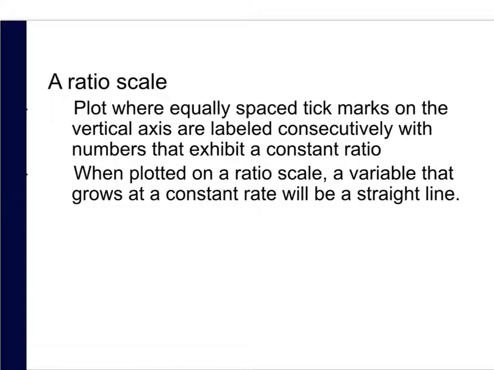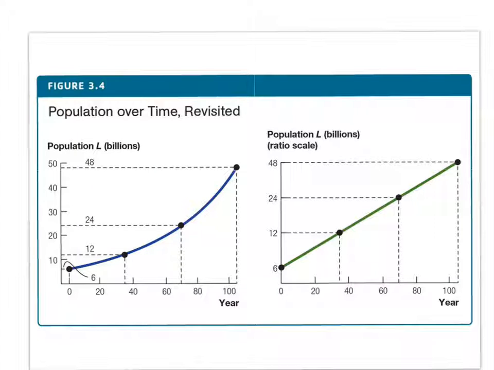Now, we need an example to make sense of what I just explained. Here's the first example. The left-hand side is when you are not using a ratio scale. You see the vertical axis increases in units of 10. It's a jump, and the scale is the same for the vertical axis. Look at the graph on the right-hand side. Now we're using a vertical axis where each jump on the vertical axis is a doubling. You go from 0 to 6, 6 to 12, 12 to 24, 24 to 48. Now, with a constant rate of growth, the line on the right-hand side is a straight line.